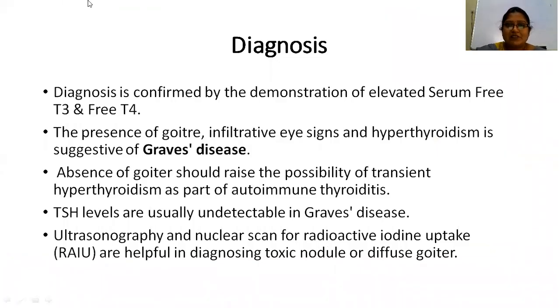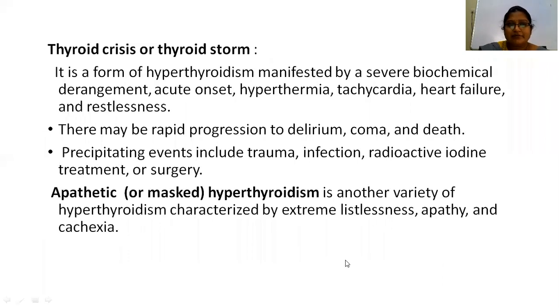Then diagnosis is confirmed by demonstration of elevated serum free T3 and free T4, and then the presence of goiter, infiltrative eye signs, and hyperthyroidism. These are suggestive of Graves' disease. Absence of goiter should raise the possibility of transient hyperthyroidism as part of autoimmune thyroiditis. TSH levels are undetectable in Graves' disease. Ultrasonogram and nuclear scan for radioactive iodine uptake are helpful in diagnosing toxic nodule or diffuse goiter.